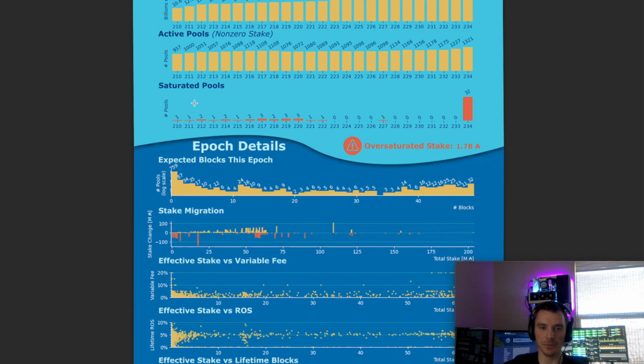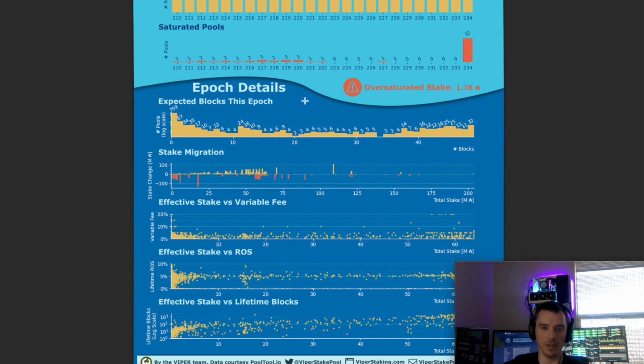This saturated pools plot shows the number of pools that are over the saturated stake. So we can see at epoch 234 is when the K value increased to 500, and this caused a lot of pools that were previously unsaturated to become saturated. And this oversaturated stake value here is the amount of stake that is over saturation across all those pools. So there's currently 1.7 billion ADA that needs to move out of these pools. This ADA is not contributing to any rewards, and anyone staked in these pools is getting reduced rewards.